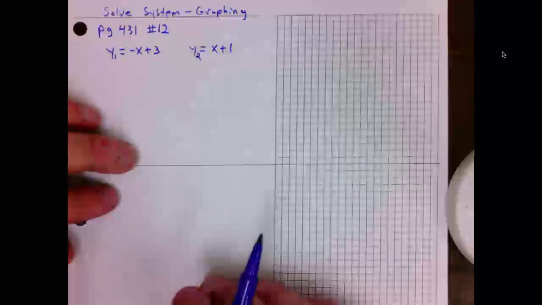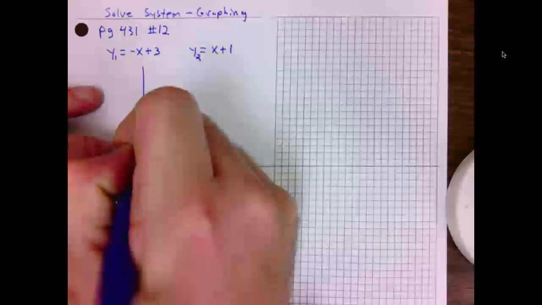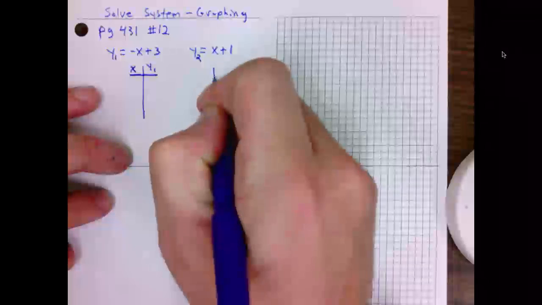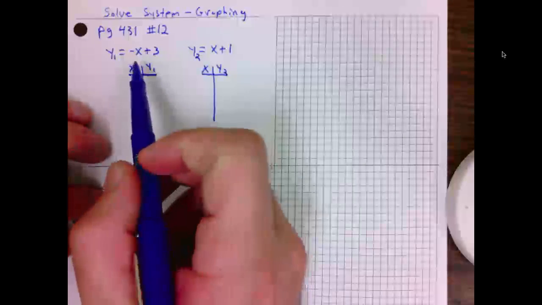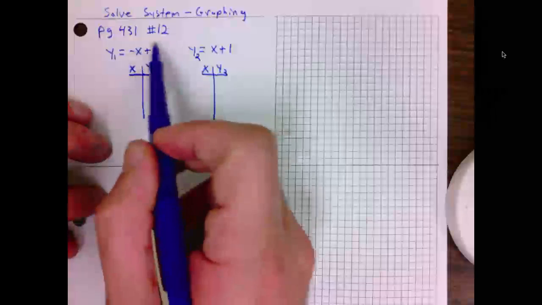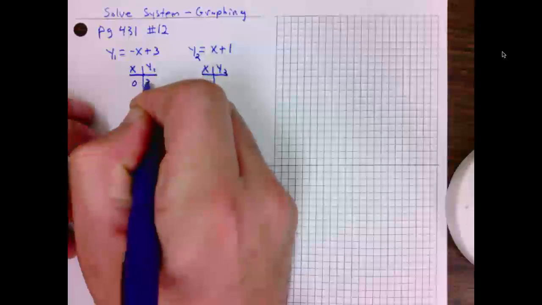In order to graph, we know we need 2 points. I'm going to generate 2 points by hand for both of these. This will be x and y1, and this will be x and y2. For this first line, you can see that the y-intercept is 3. Slope is negative 1, y-intercept is 3. So I know this is the point 0 pairs with 3. In order to graph a line, we need one more point.